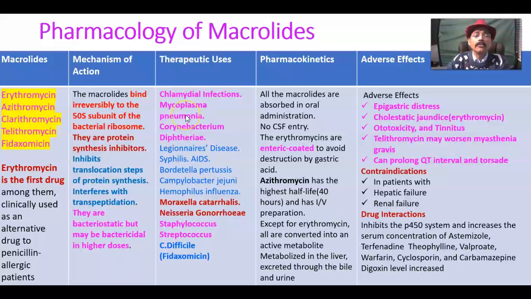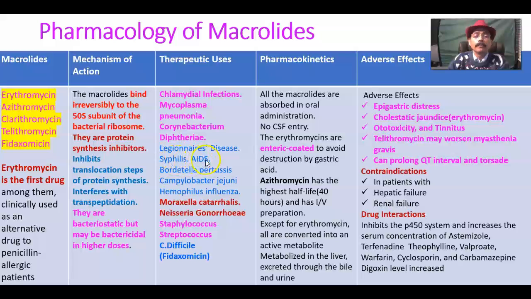Mycoplasma pneumonia, an atypical pneumonia where the bacteria are difficult to identify. Corynebacterium diphtheriae, the cause of diphtheria. Legionnaires' disease, usually in people exposed to air-conditioning devices. Syphilis is an STD caused by Treponema pallidum.